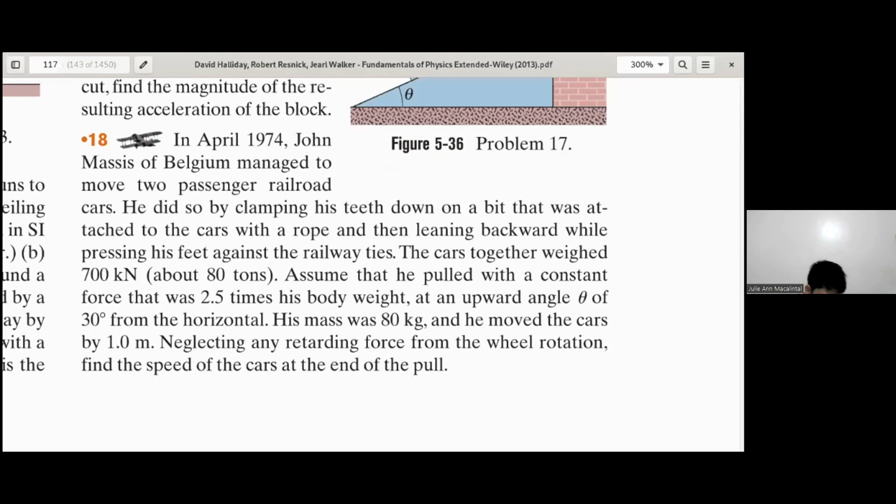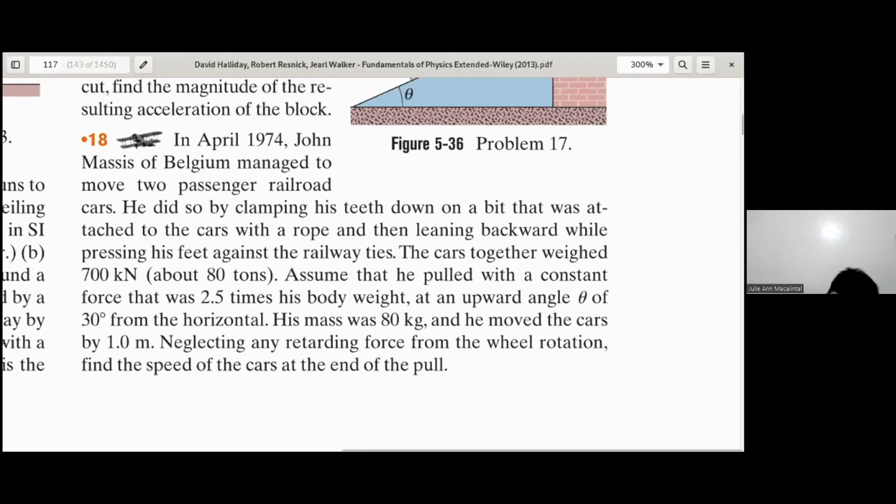Assume that he pulled with a constant force that was 2.5 times his body weight at an upward angle of 30 degrees from the horizontal. Neglecting any retarding force from the wheel rotation, find the speed of the cars at the end of the pull. Okay, so free body diagram for this.